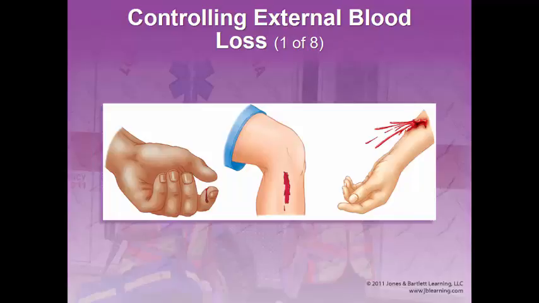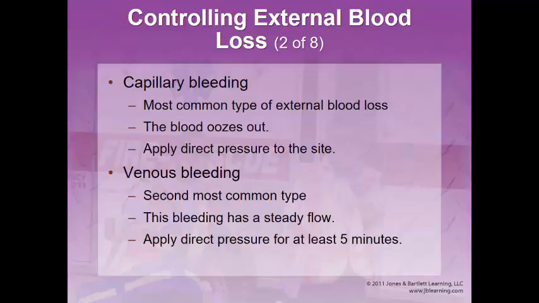Whereas in the very right picture, if they're spurting bright red blood, and every time their heart beats, they spurt that blood out, that's from an artery. Arterial blood's not impossible to stop. It's just not as easy to stop as the other two. So when we see these kinds of bleedings, to identify what it is, whether it be capillary bleeding, we do direct pressure to the site.